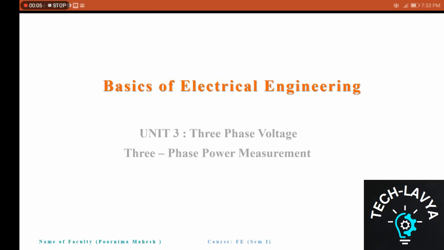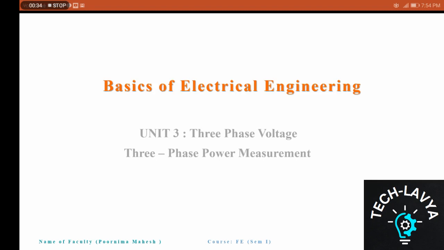Now the topic for today's lecture is three-phase power measurement. It means we are going to see how the power is measured in three-phase circuits. So basically we are going to talk about an instrument called wattmeter. A wattmeter is an instrument which is used to measure the power.